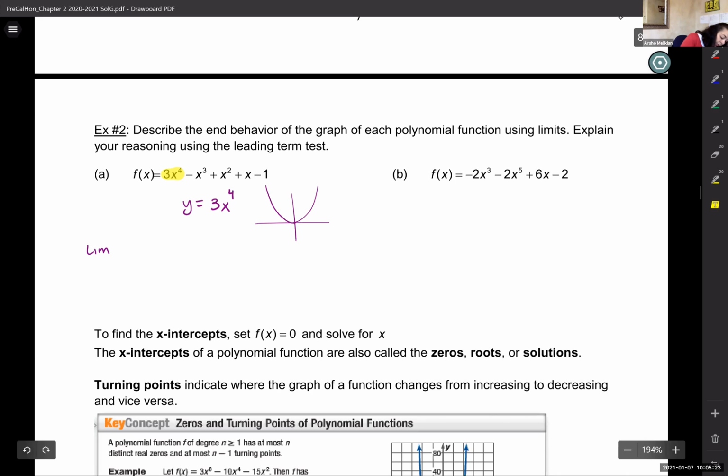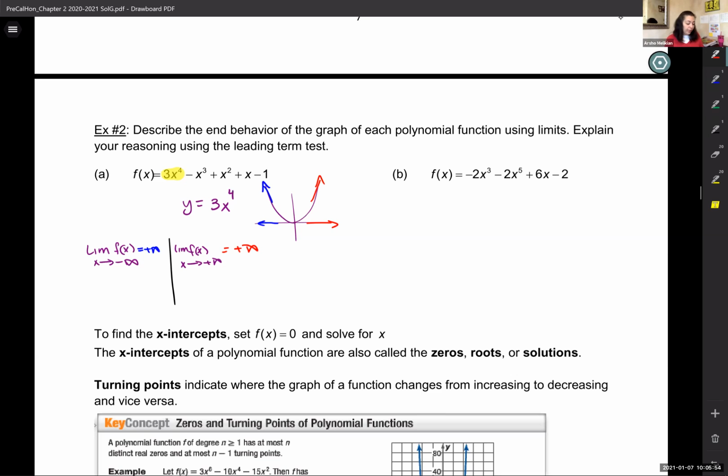We can. We want the limit of f of x as x approaches negative infinity. We want the limit of f of x as x approaches positive infinity. As x approaches negative infinity, where does the graph go? To positive infinity. And as x approaches positive infinity, where does the graph go? To positive infinity. So guess what? That means this function has this end behavior. All right? Any questions?